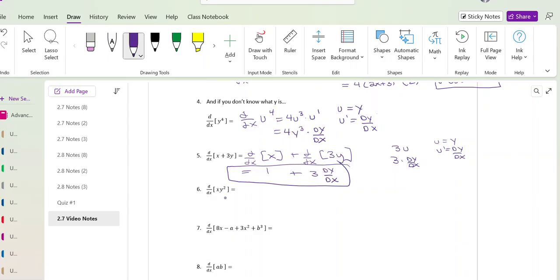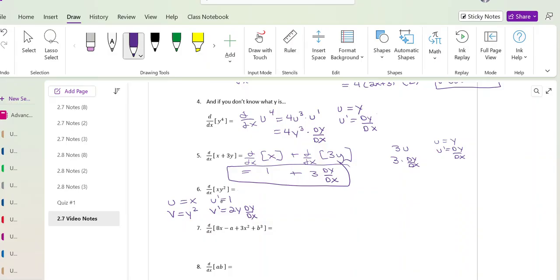Here you have a product rule. So this is the derivative with respect to x of x times y squared. Actually, sorry, you have a product rule. So u is equal to x, so u prime is 1. v is equal to y squared. v prime would be 2y times dy/dx, because it's a chain rule.